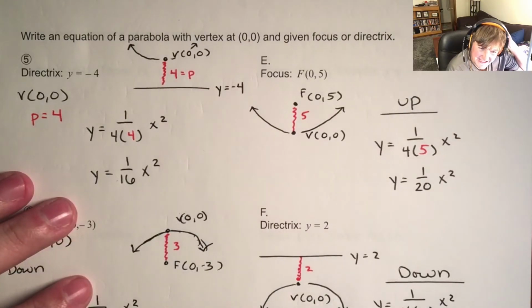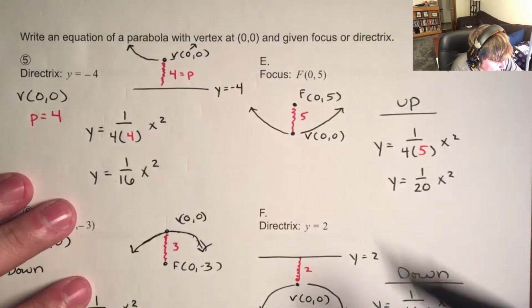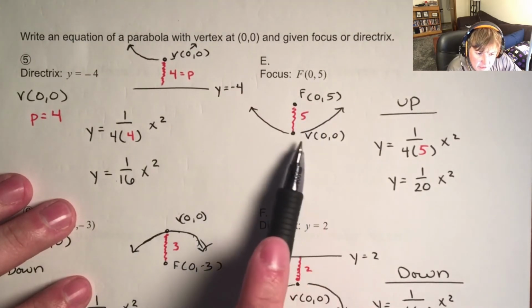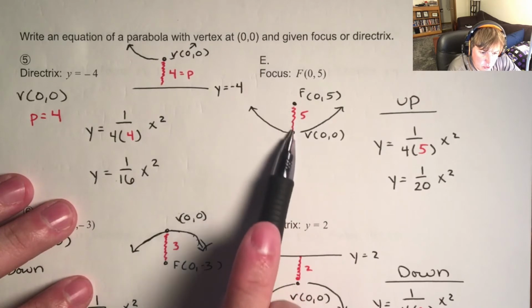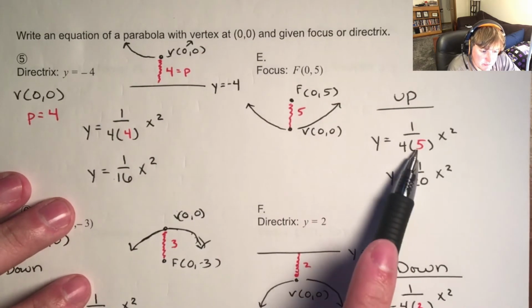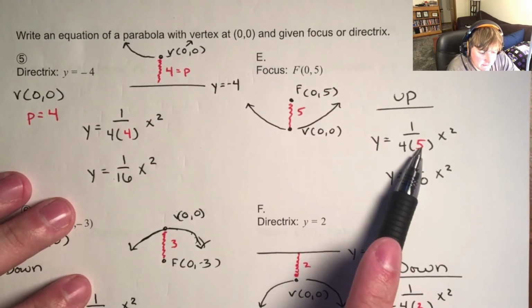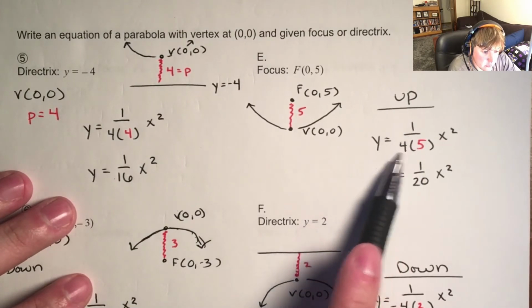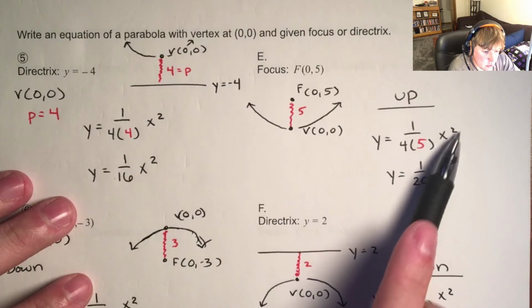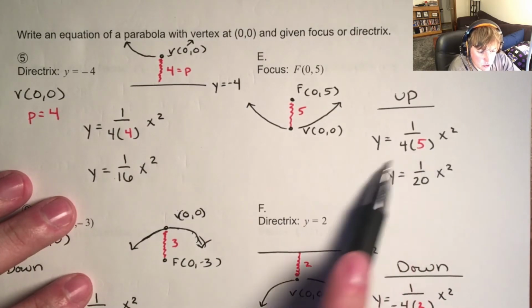Okay, so on E, I'm looking at this, and I know that the focus is above the vertex because my y value is greater, and it's 5 units away from it. So I replace p with 5. And so I have y is equal to 1 over 4 times 5 x squared. 4 times 5 is 20, so it's 1/20 x squared.